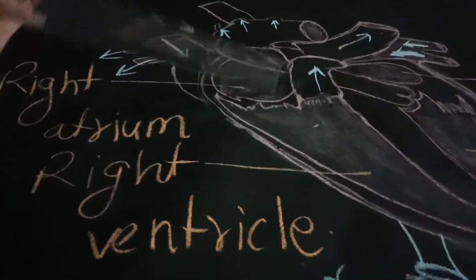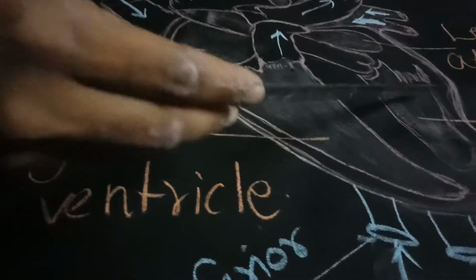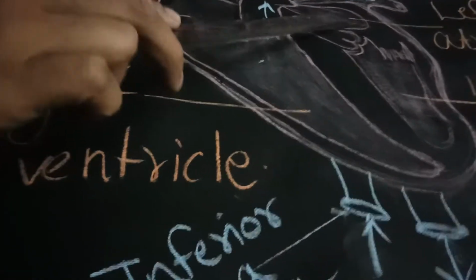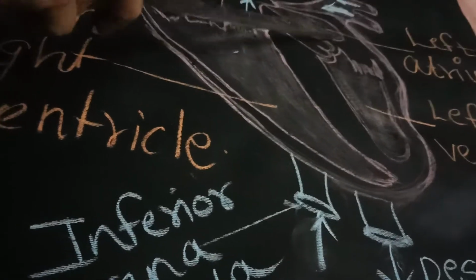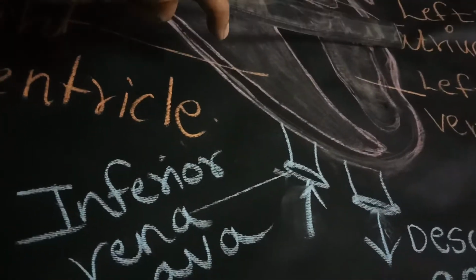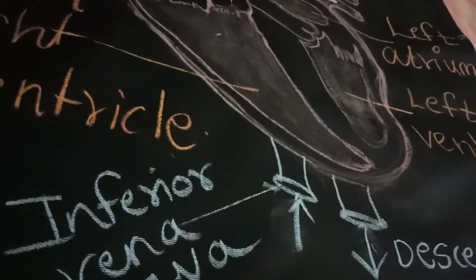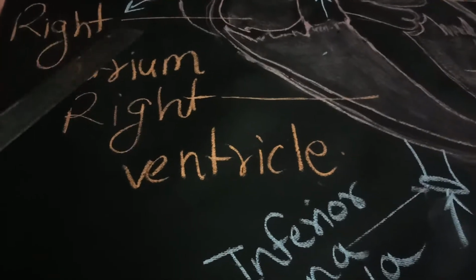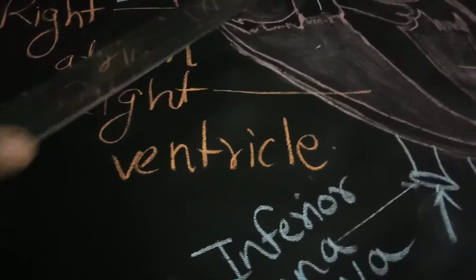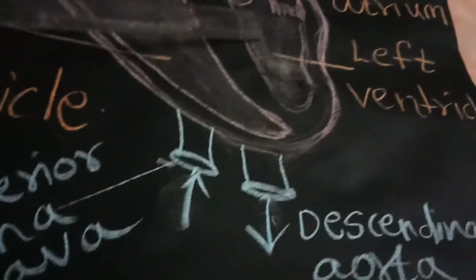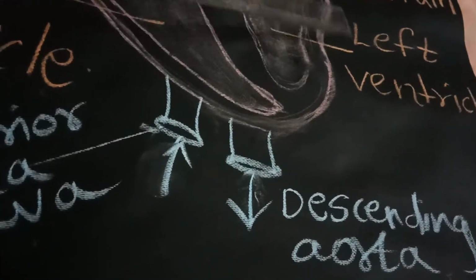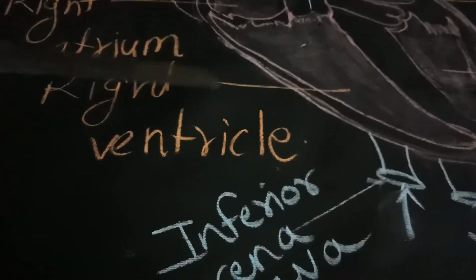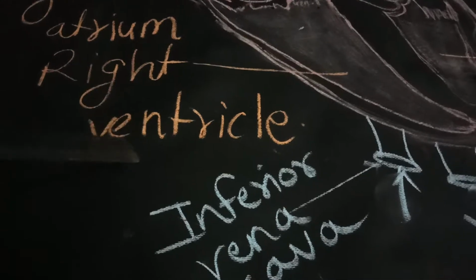Okay. Now I will tell you the names of these chambers. As they are present on the left and right side, their names are also likewise. The upper chamber which is present at the left side is called the left atrium. Similarly, the upper chamber at the right side is called the right atrium. Then the lower chamber at the left side is called the left ventricle. Similarly, the one at the right side is called the right ventricle.